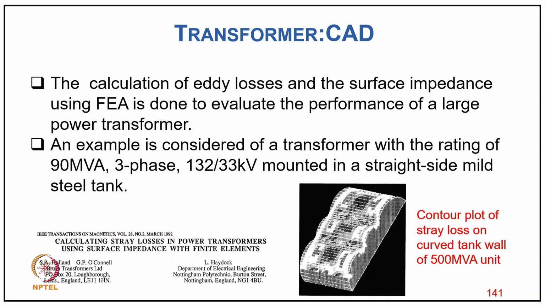So the calculation of eddy current loss and the surface impedance using finite element is done to evaluate the performance of a large power transformer. The example considered is a transformer with a rating of 90 MVA, 3 phase, 132 by 33 kV, mounted in a straight-side mild steel tank, and this is typically a reported contour plot of the stray loss in a curved tank of a 500 MVA unit. These are obtained using finite element analysis in the publication reported.